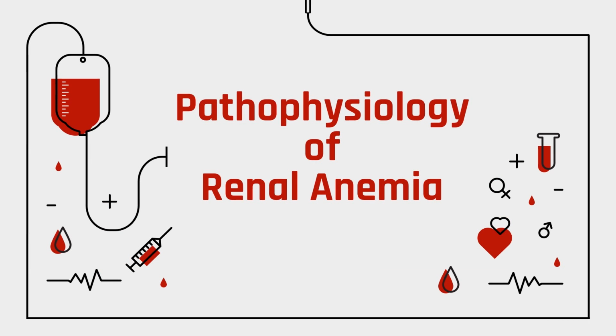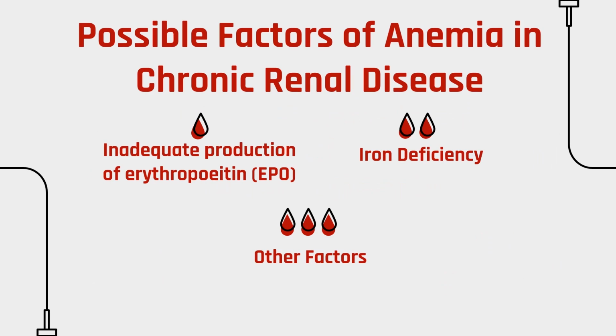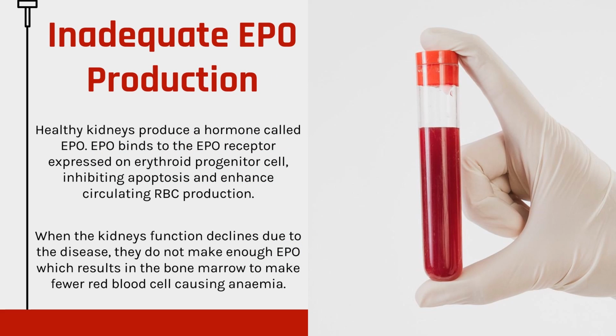Let's proceed with the pathophysiology of renal anemia. Here we're going to discuss the possible factors of anemia in chronic renal disease. The first one is inadequate production of erythropoietin, and the second one is iron deficiency, and we will also be discussing the other factors that cause anemia in chronic renal disease. The main one is inadequate EPO production.